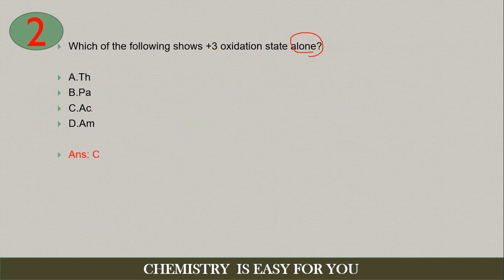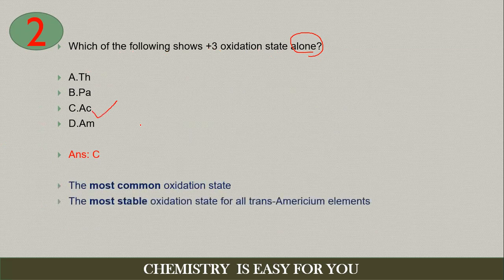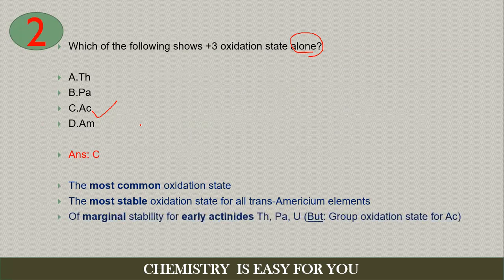That element is option C, actinium. This is one of the most common oxidation states, and for all trans-americium elements this is the most stable oxidation state. I want you to remember this point. Actinium shows +3 oxidation state alone, and this is the most stable oxidation state for all trans-americium elements. It is not the most stable but has marginal stability for early actinides like thorium, uranium, etc.